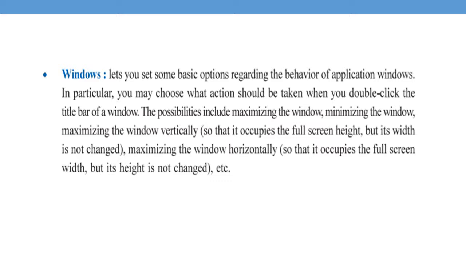Let's see about the student. Windows, this option sets some basic options regarding the behavior of applications. In particular, you may choose what action should be taken when you double click the title bar of a window. The possibilities include maximizing the window, minimizing the window, maximizing the window vertically so that it occupies the full screen height but its width is not changed. Maximizing the window horizontally means that it occupies the full screen width but its height is not changed.